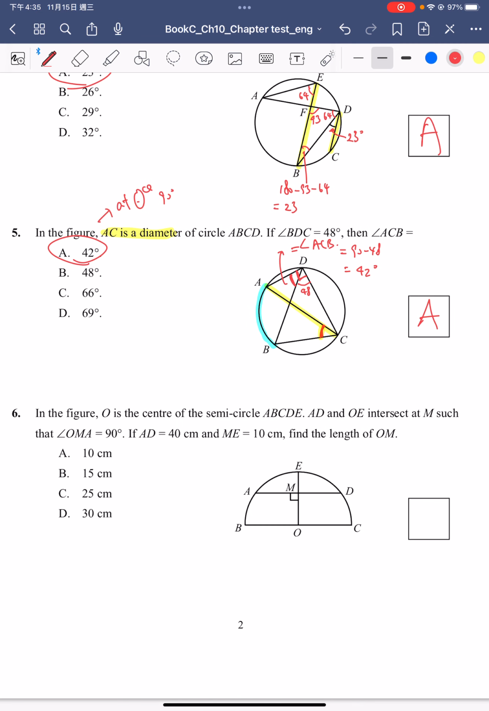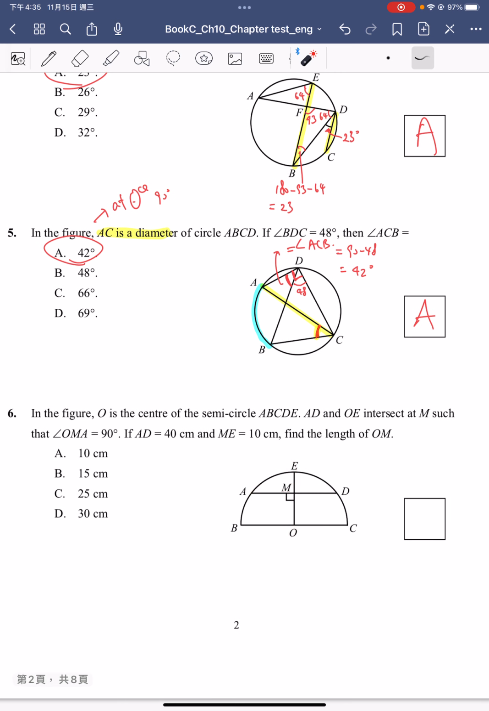Alright, so for question 6, we have O is the center here of the semicircle. AD and OE intersect at M. And then we have OMA is equal to 90 degrees. So if AD is equal to 40 cm, this whole thing is equal to 40. And then we have ME. This part is going to be equal to 10.